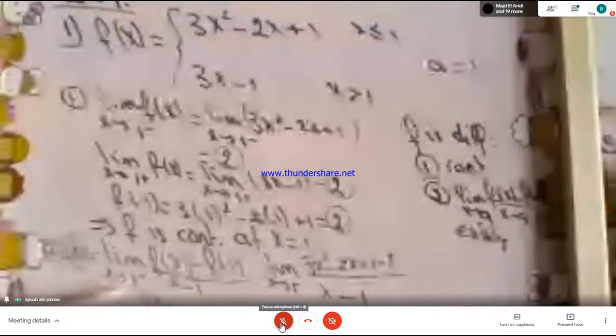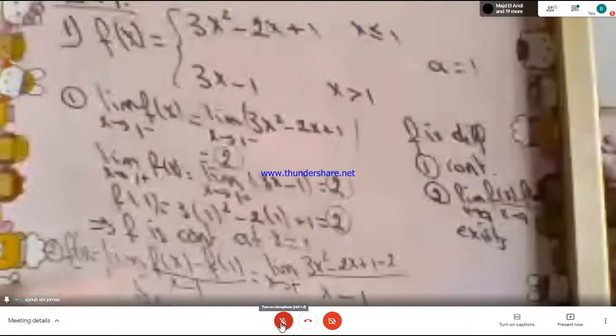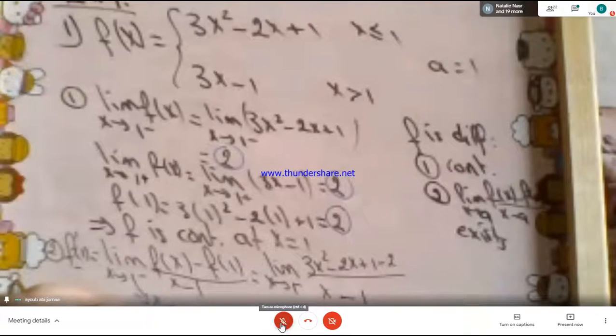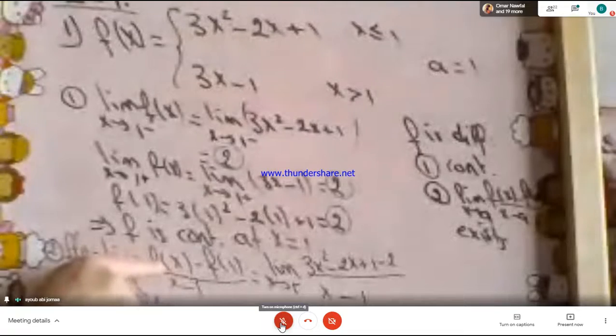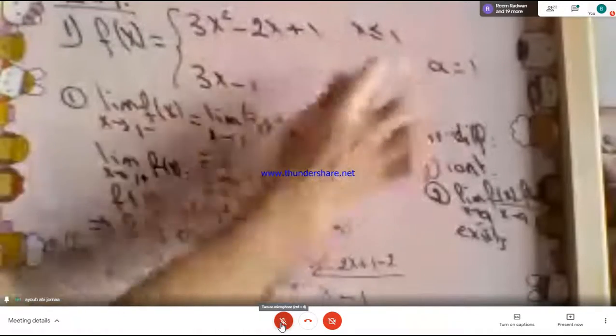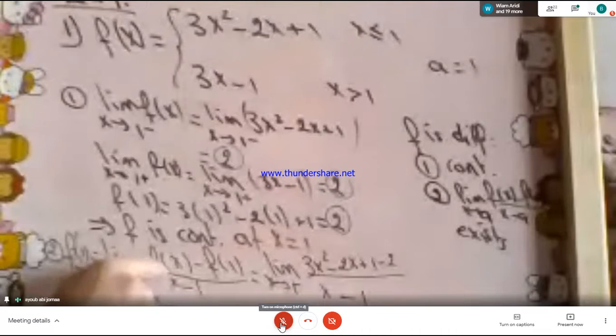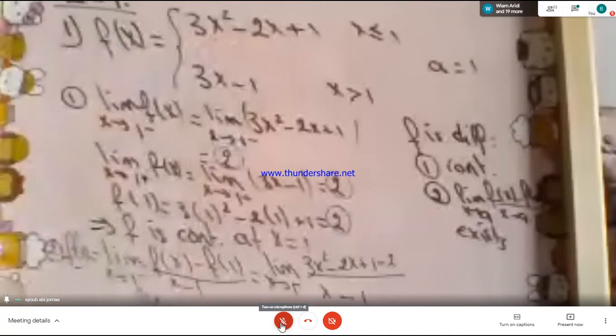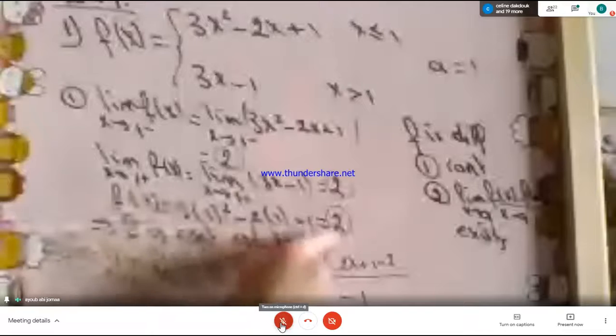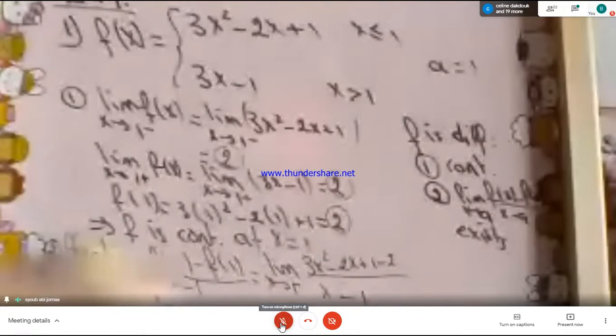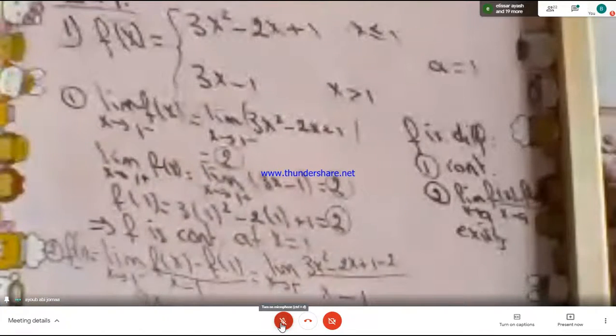لأنه نحن هون we are finding limit as x approaches 1 minus. يعني x is smaller than 1. We replace f of x by 3x squared minus 2x plus 1. ليش هيك؟ لأنه the function is equal to 3x squared minus 2x plus 1 when x is less than 1. طب هون عندي x less than 1، إذن هيدي ال f of x هي هاي. Minus f of 1, we already found f of 1, it is minus 2, over the same denominator x minus 1. Clear?